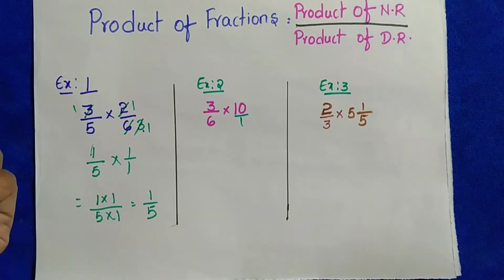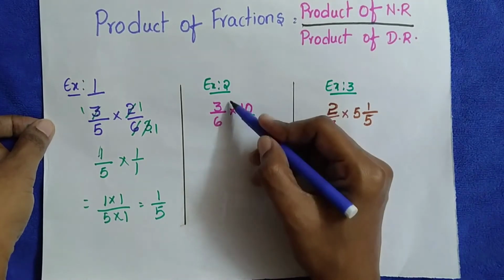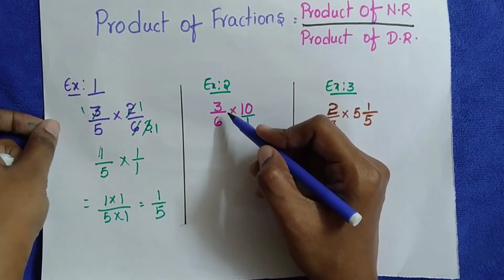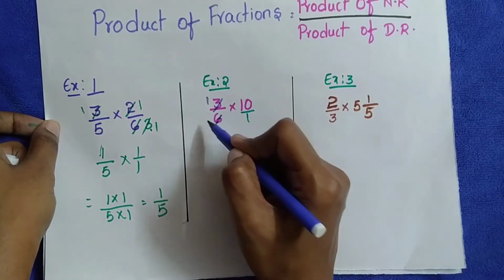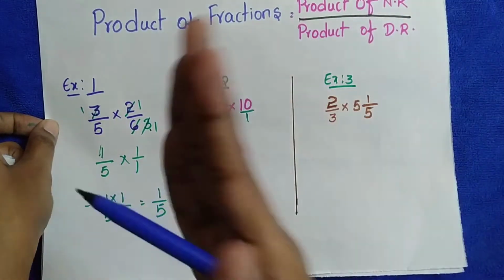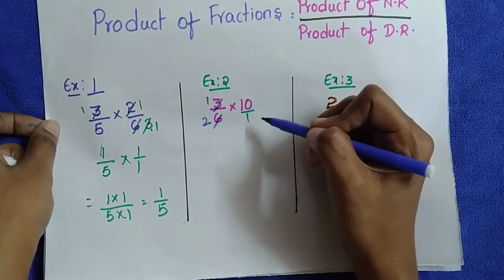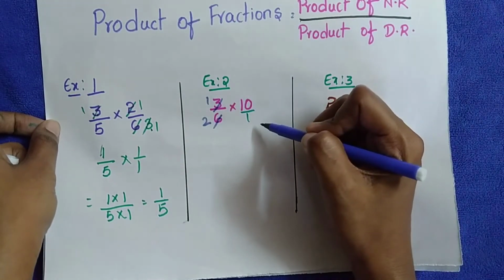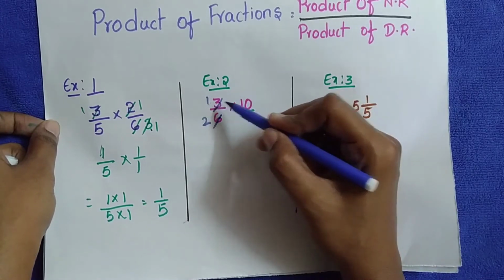Check for cancellation. So this is the first fraction, right? In 3 and 6, is there any table that goes commonly? Yes, 3 table only. 3 ones are 3, 3 twos are 6. Done. Now move on to the next fraction. What is that? 10 by 1. In 10 and 1, is there any table that goes commonly except 1? No. Okay, then see crisscross. Here also 1, 1.